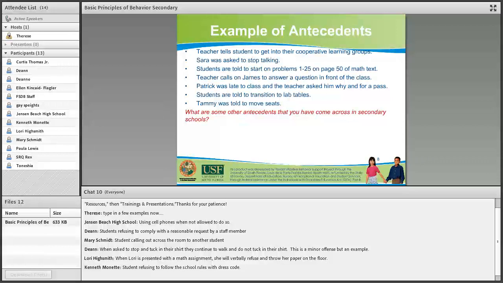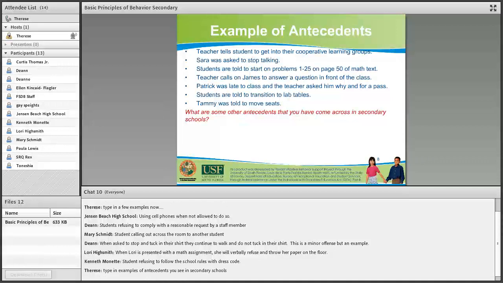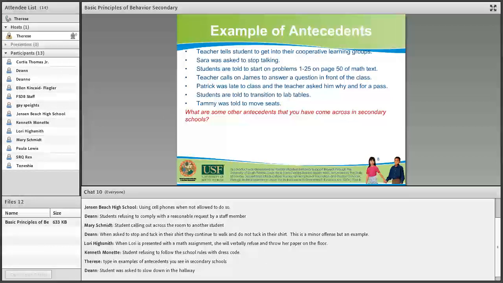All right, I notice Gay is typing. Welcome if you're just joining us. We've just gotten into the material here.